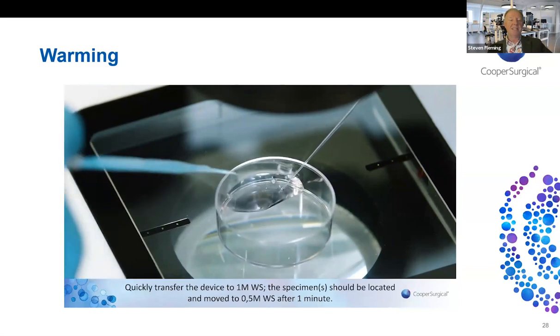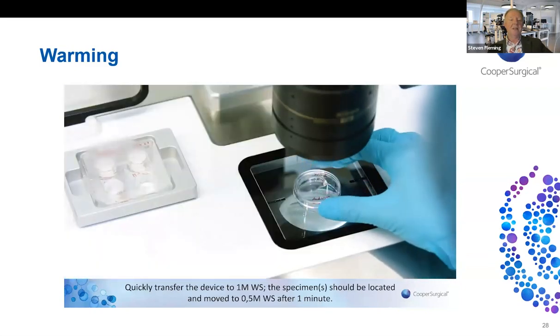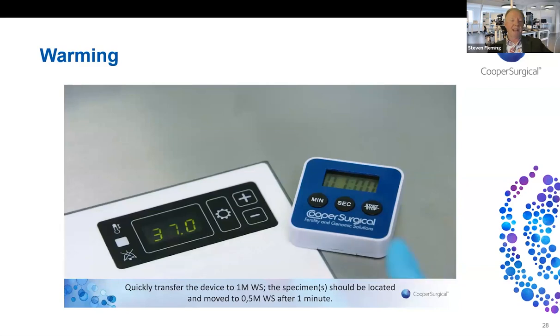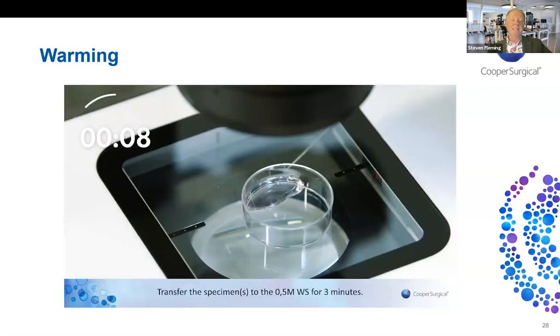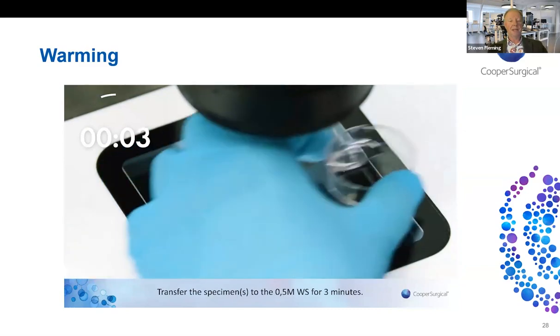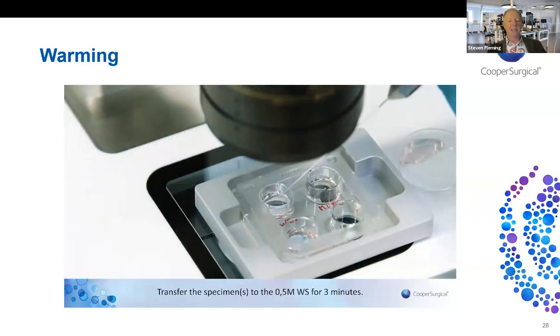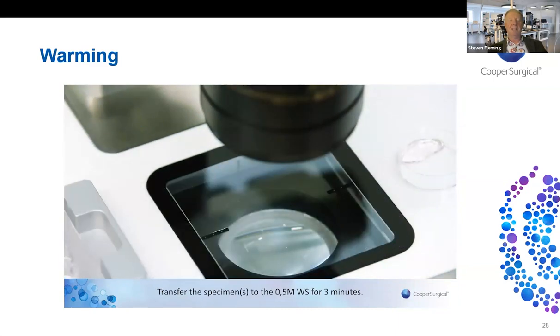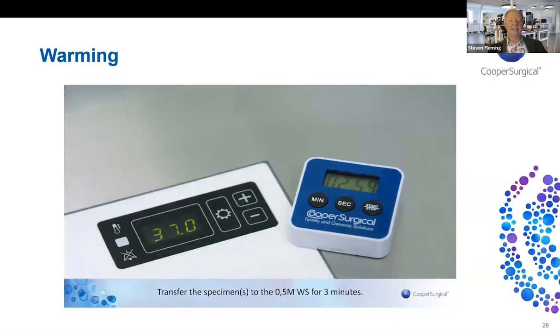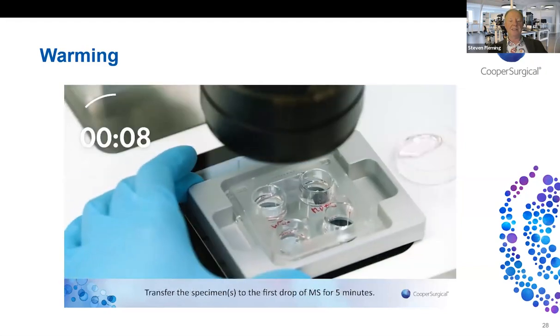In most instances, the material will just drop off the carrier. Sometimes you need to tap the carrier, and you can see this full 1 minute of warming in that warming solution. And then you can transfer your oocyte or your cleavage stage embryo or your blastocyst to the 0.5 molar dilution solution, and you leave it in there for 3 minutes at 37 degrees.